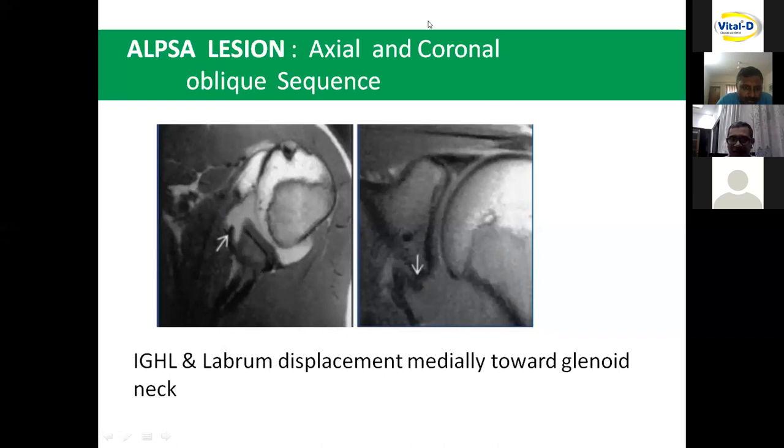Also this view is a coronal oblique view. Also this is coronal oblique, we can see the inferior labrum. The labrum is torn, and it is detached medially with the periosteum of the glenoid. The ALPSA lesion, this is anterior, this is inferior. Anterior-inferior labral injury. So ALPSA lesion. Bankart lesion associated with ALPSA lesion.